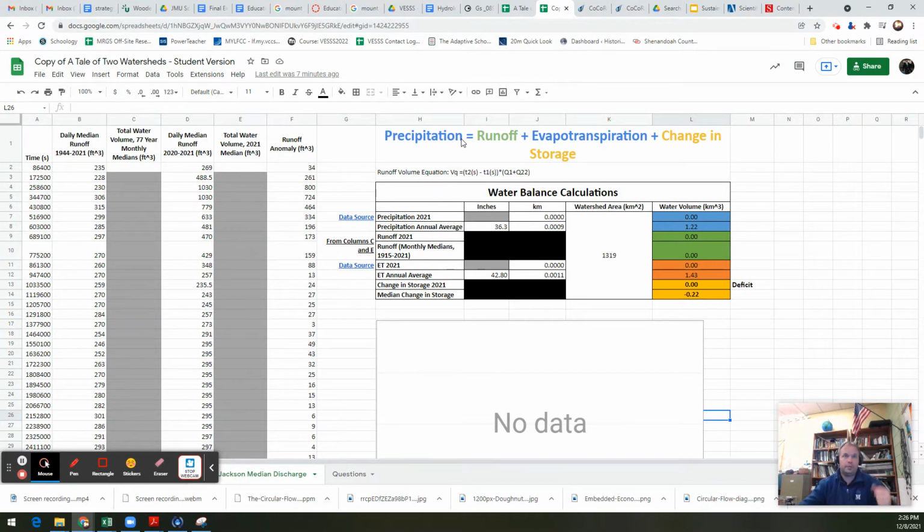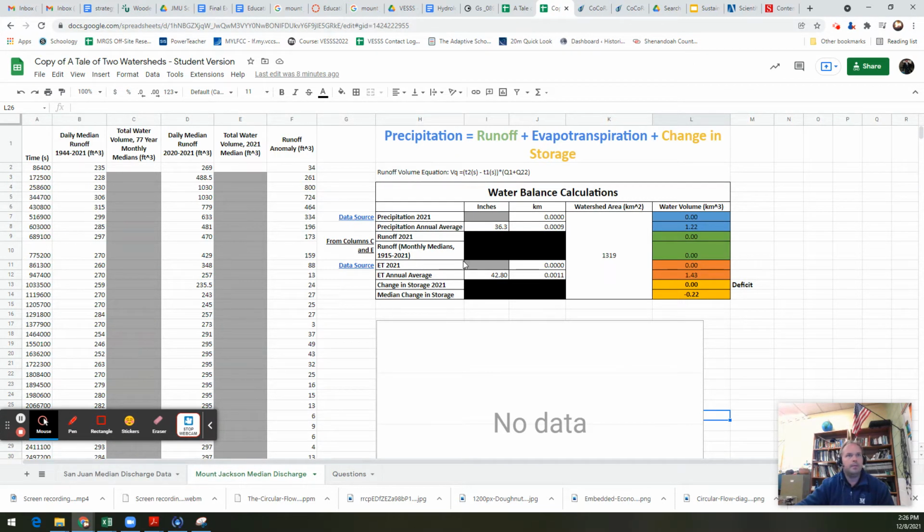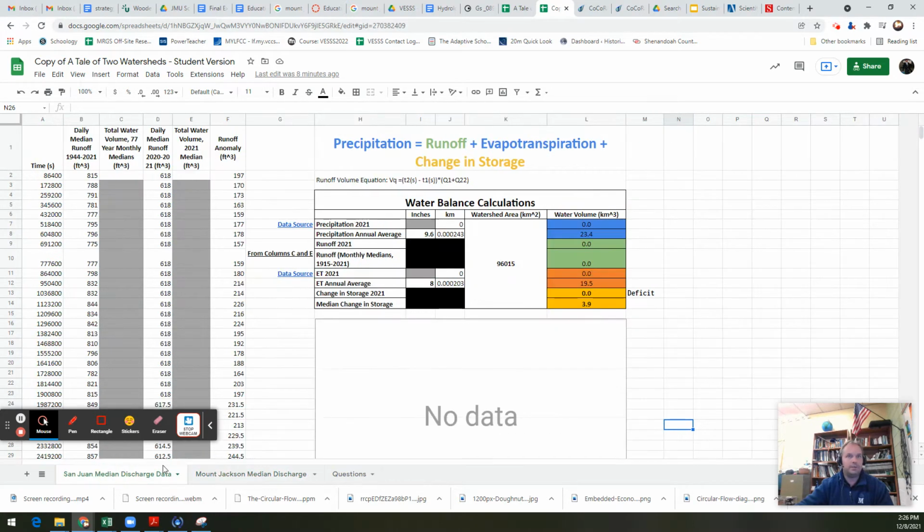That watershed is quite a bit larger. As you can see here, the Mount Jackson watershed has a watershed area of 1,319 square kilometers, whereas the San Juan Basin watershed has an area of 96,015 square kilometers. Regardless of the watershed size, it should be comparable. Another thing here is you'll notice that I've color coded the numbers here that we're going to be quantifying to go along with the equation here. So certain parts of this equation are related to the numbers that are up here.